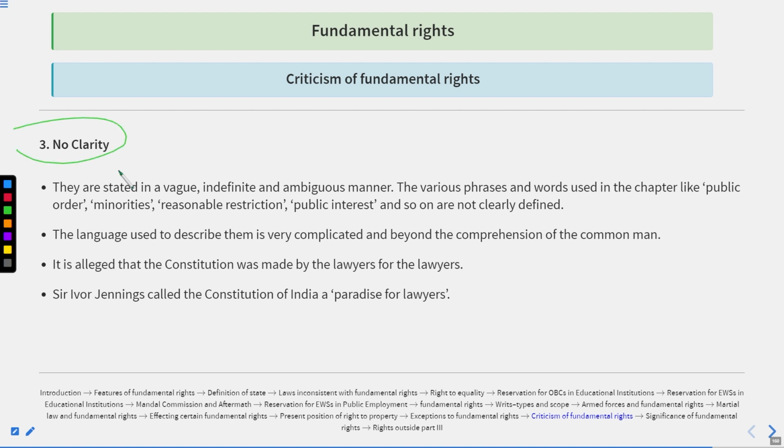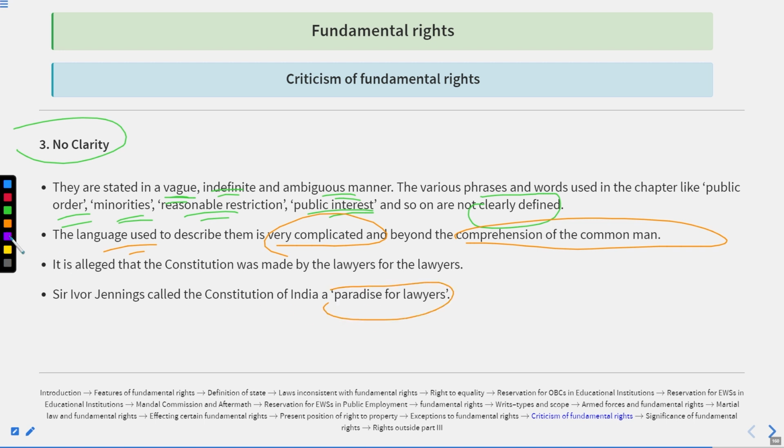Thereafter, there is no clarity. They are stated in a vague, indefinite and ambiguous manner. Various phrases and words used in the chapter, like public order, minorities, reasonable restrictions, public interest, are not clearly defined, only mentioned. The language used to describe them is very complicated, beyond the comprehension of the common man. It is alleged that the Constitution was made by lawyers for lawyers. Sir Ivor Jennings called the Constitution of India the paradise of lawyers because the language is somewhat judicial and complicated.